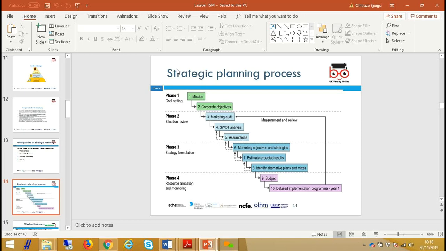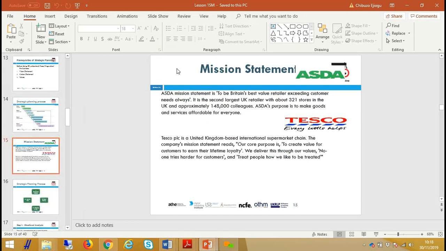And then phase 4 will be implementation. So this is where you allocate your scarce resources, people, money, time, and infrastructure, and so on, and monitor and control to ensure it's implemented well. And then you review the whole process again, right, and come up with your budgets and so on. That's the strategic management process.